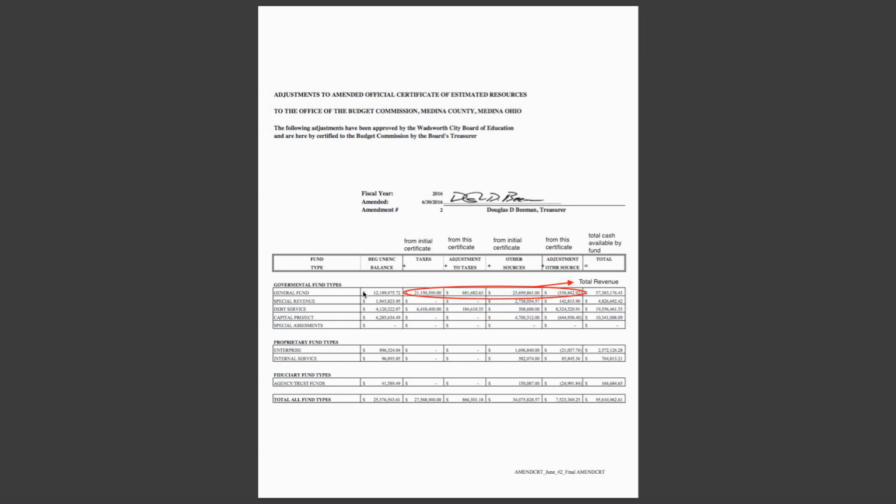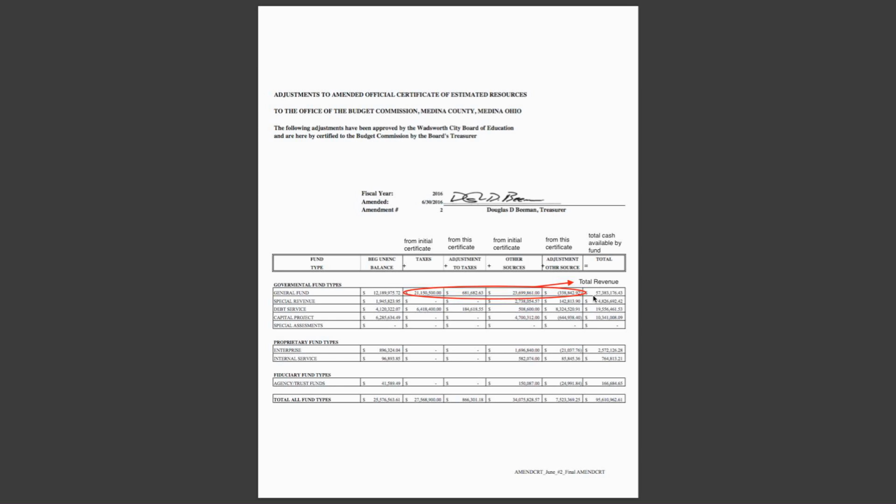The next column over, the 5th column, is your other sources. So that would be typically your state aid and your other fees and local income, investment income, and such. So if you add your beginning balance plus your adjustments to taxes, plus your other sources, plus your adjustments to other sources, that's your total revenue for the year. In this case, there's $57.3 million available in the general fund to be appropriated.